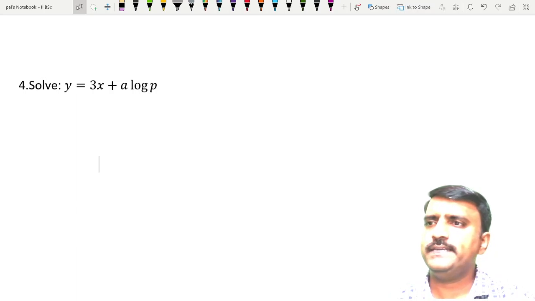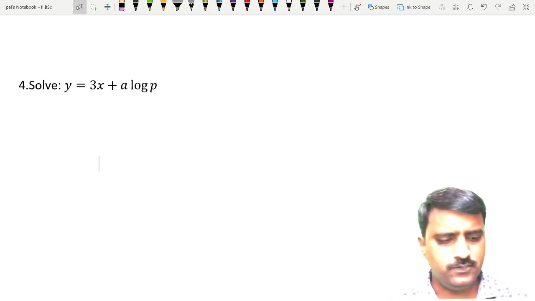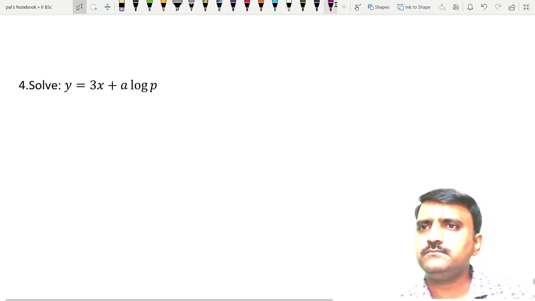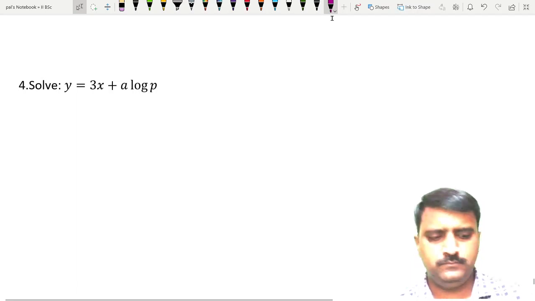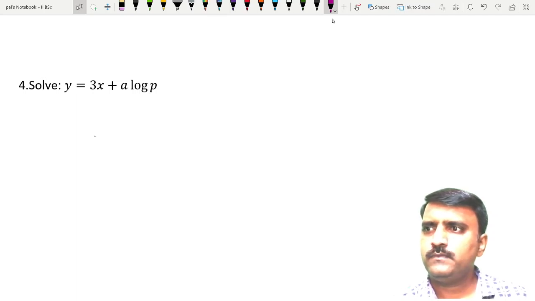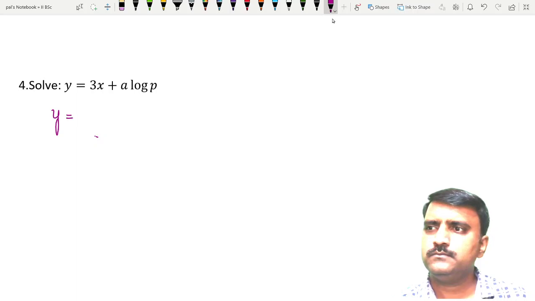y is equal to 3x plus a log p. So write this equation first. y is equal to 3x plus a log p.